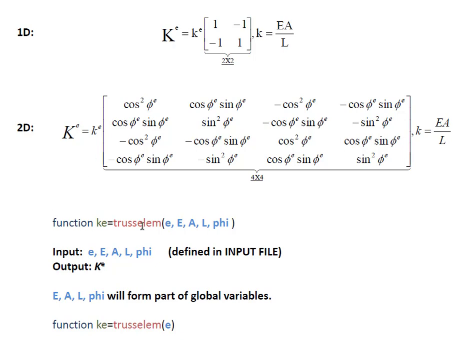This function is called truss lm, and as we can see, it should have the element number, the elastic modulus, the area, the length, and the phi angle if it was a 2D truss. However, most of this input has been defined in the input files and is available through the command include flags. The output is the local element stiffness matrix. Again, recall that E, A, L, and phi are passed through the global variables. So in this case, the function is written as Ke equals truss lm of E. This is the input, this is the output, this is the name of the file.